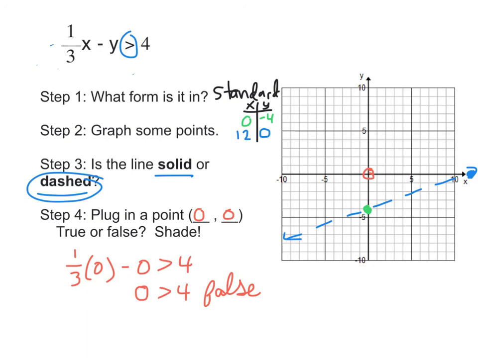So if it's false, we do not shade this point right here, so we should shade the other direction. So our shading will go over here.